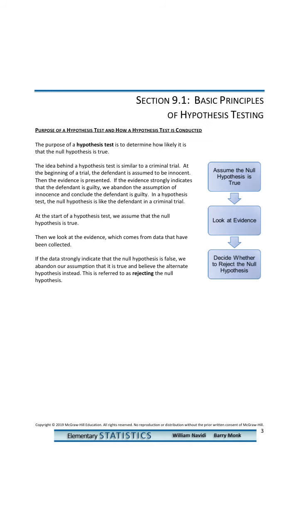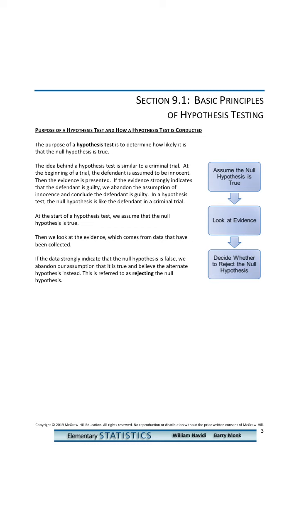The idea behind a hypothesis test is similar to a criminal trial. At the beginning of the trial, the defendant is assumed to be innocent. Then the evidence is presented. If the evidence strongly indicates the defendant is guilty, we abandon the assumption of innocence and conclude that the defendant is guilty.